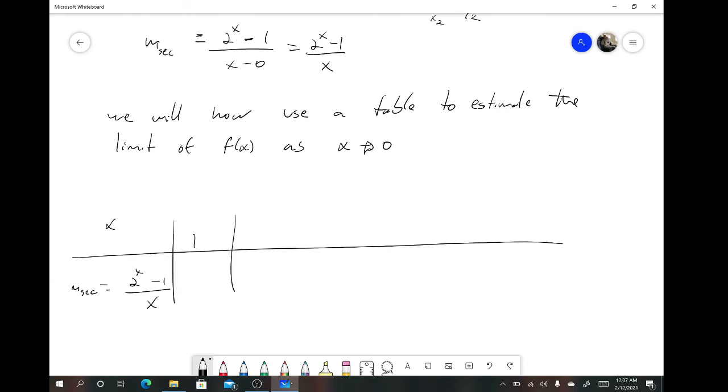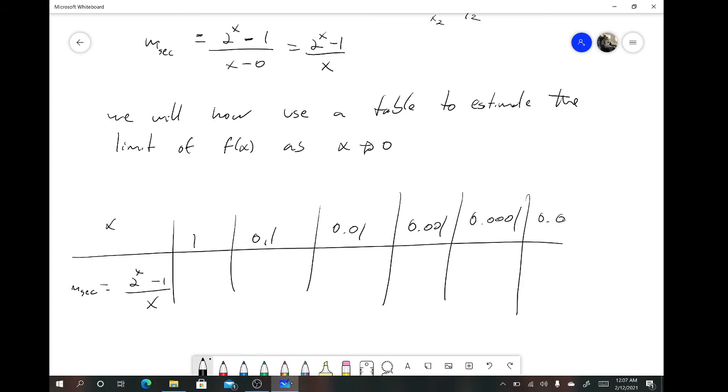So I'm going to use 1, 0.1, 0.01, 0.001, 0.0001, and 0.00001. And again, we're going to be plugging into this equation. So the first one is fairly easy. It's just 2 to the 1 minus 1 over 1. 2 to the 1 is just 2, minus 1 is 1, divided by 1, this is going to be 1. The rest of them are going to be a little bit more complicated to do.